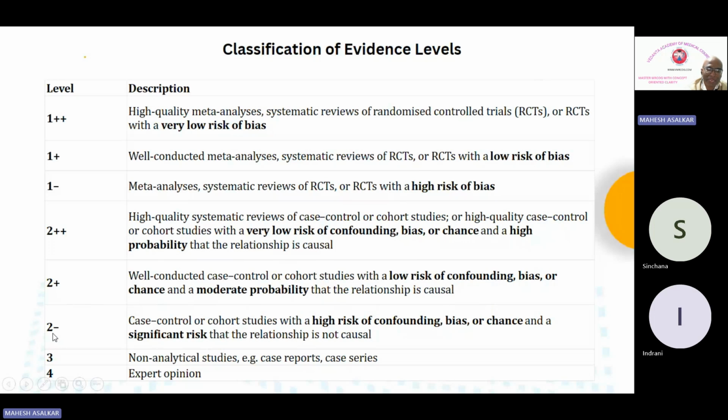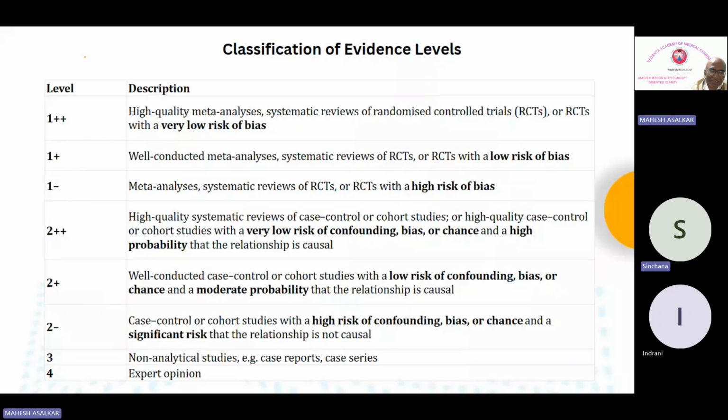Now coming to the 2 minus. In 2 minus, again we have case control or cohort with high risk of confounding, and significant risk that the relationship is not causal. So it is not giving any causal relationship to that particular factor. So in 2 minus, again we are dealing with the case control and cohort. There is a high risk of confounding and bias, and the relationship is not causal. That is how this 1 and 2, then either plus plus, plus or minus, you should remember. Is it clear to you?